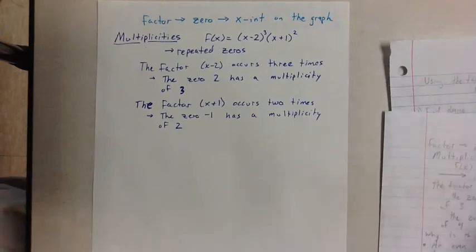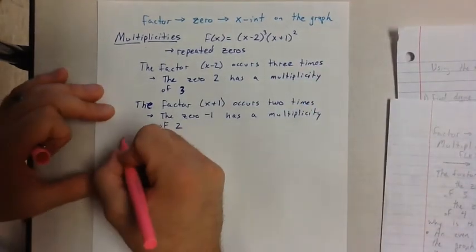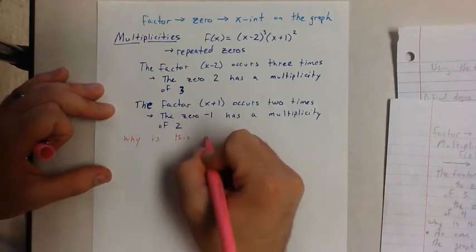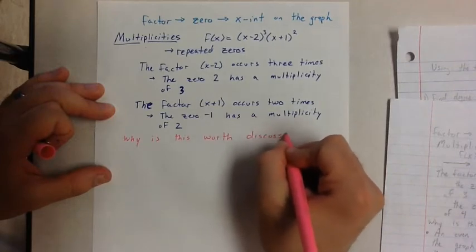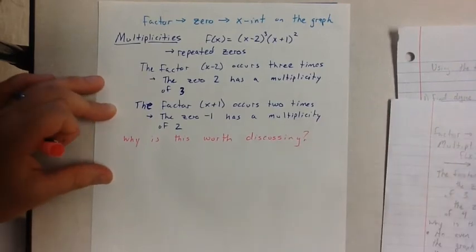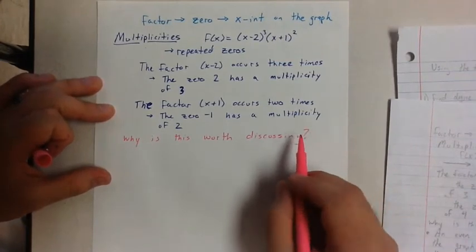So, what does this mean? Again, this whole thing of multiplicity, why do we even look at this? Why is this worth discussing? What difference does it make if I have a 0 that's repeated? Well, it does something interesting to the graph.